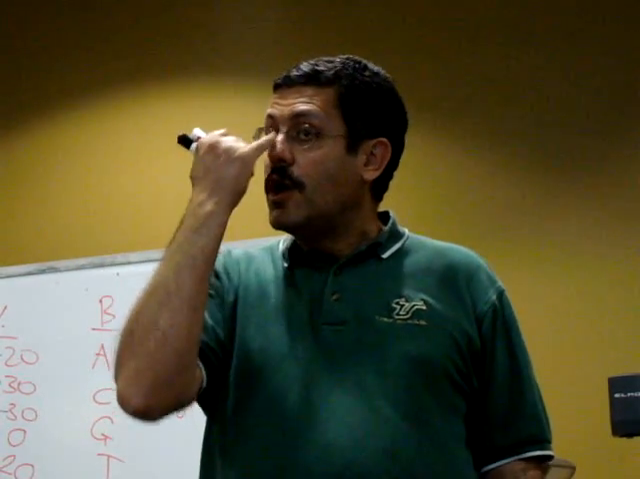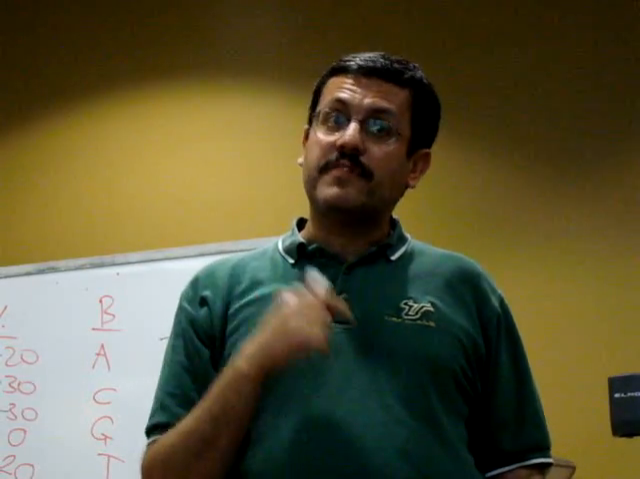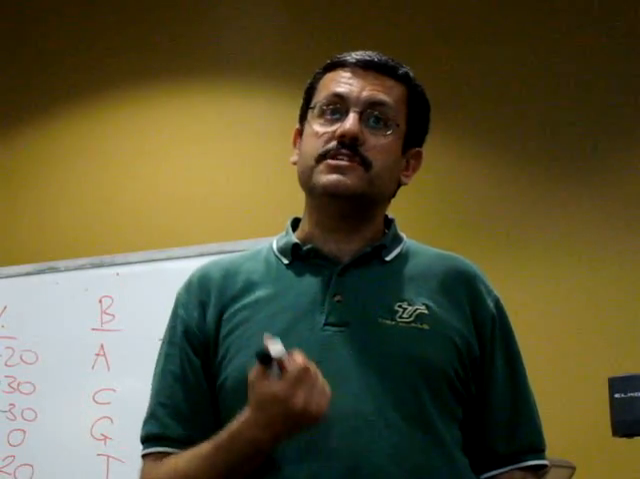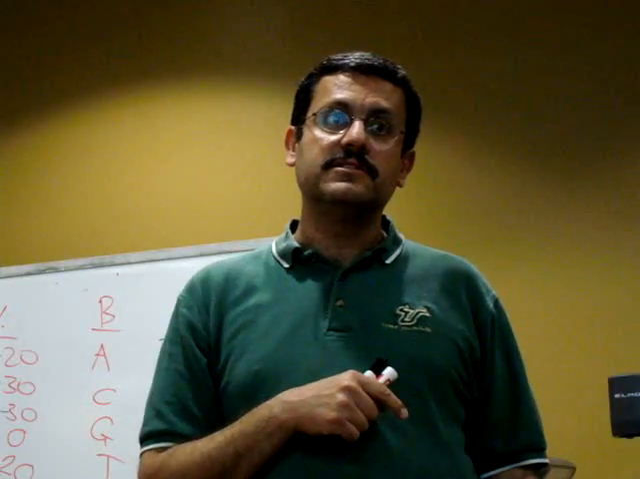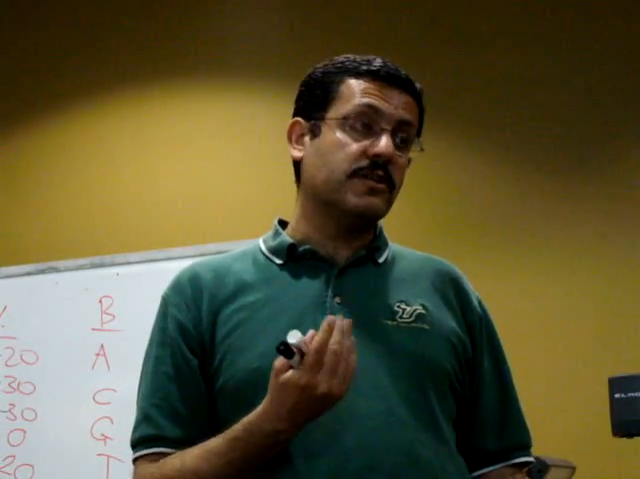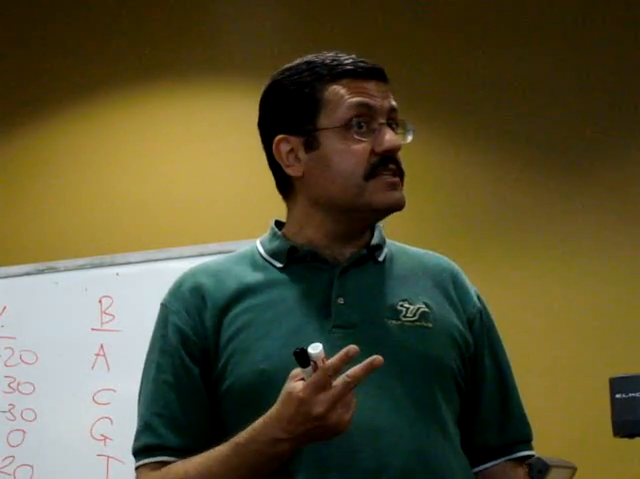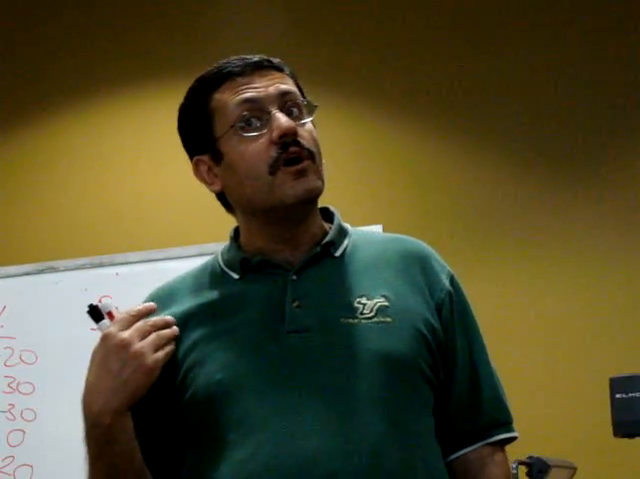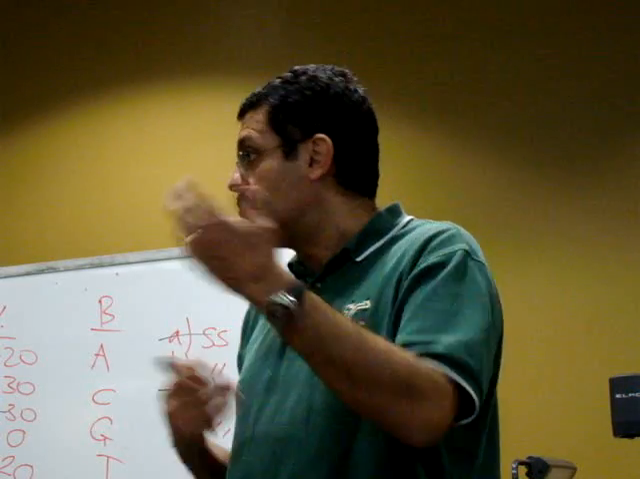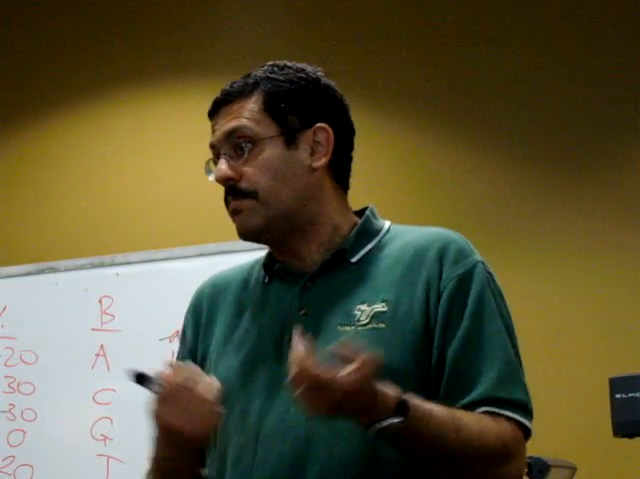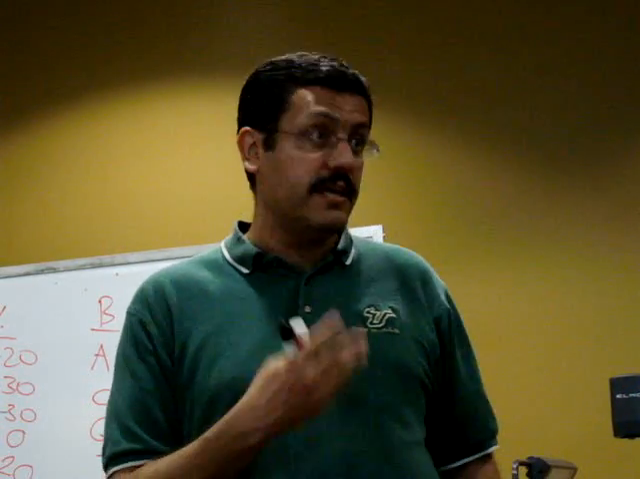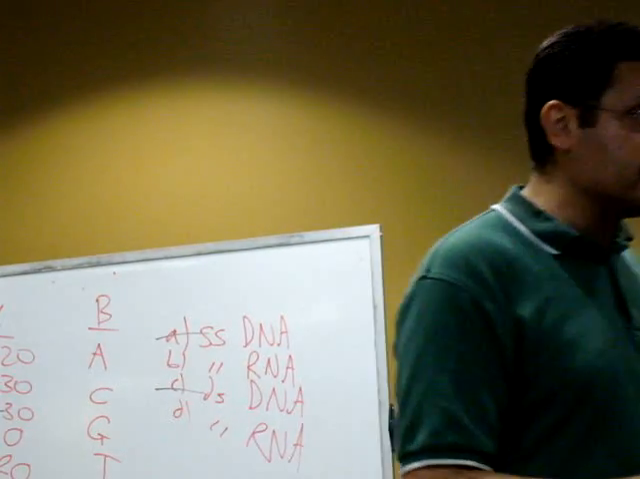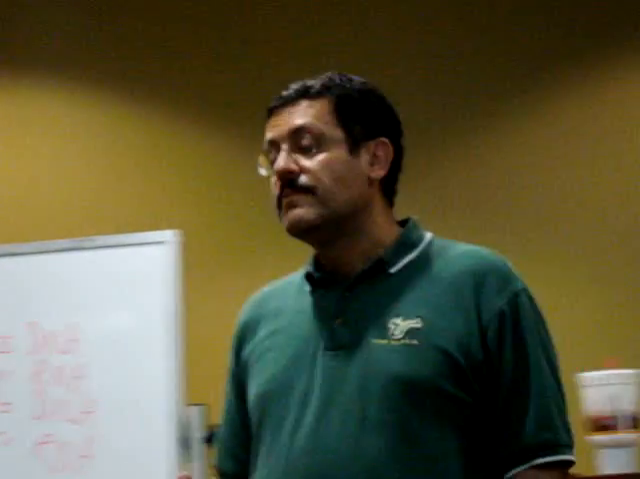True or false? Origins of replication should be rich with G's and C's over A's and T's. That would be false. Why? Because G's and C's are more stable because they're triple bonded. A's and T's are weaker to open up. So if you have an origin which needs to open up, it makes sense to have it rich in A's and T's. Okay, so replication, still chapter 7.